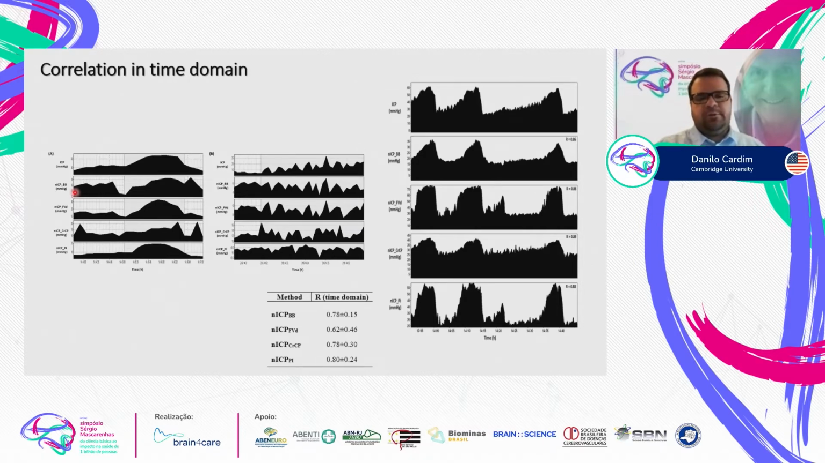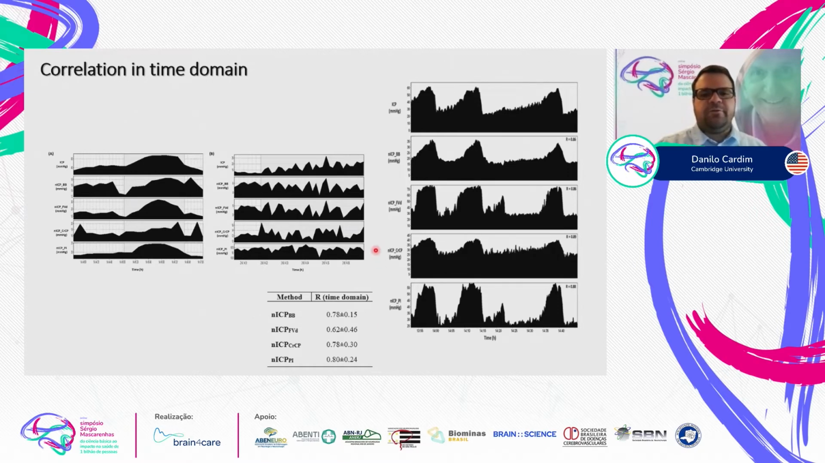So when we look specifically at dynamic changes in time, these methods are very accurate in replicating these hemodynamic changes in TBI patients.